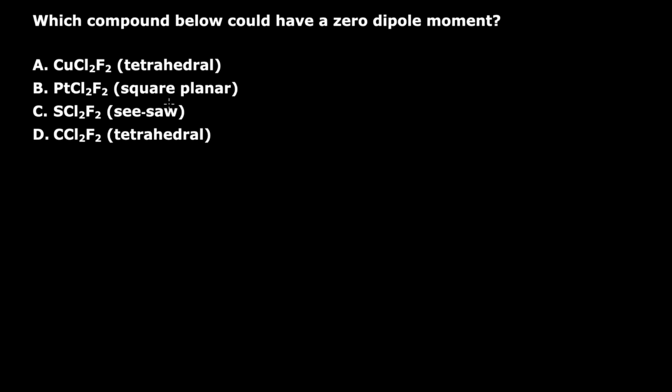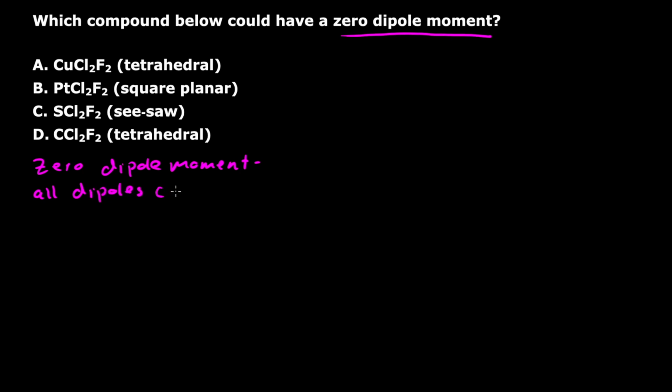So in this question, we have these different compounds, and we want to know which one of these compounds could have a zero dipole moment. And a zero dipole moment is whenever all the dipoles cancel out.